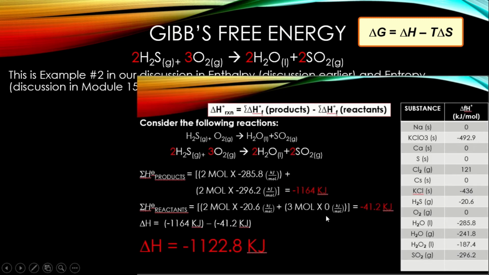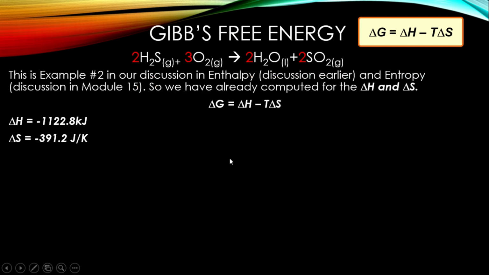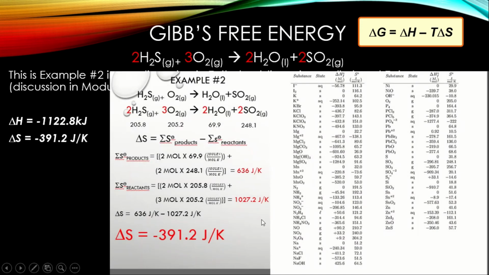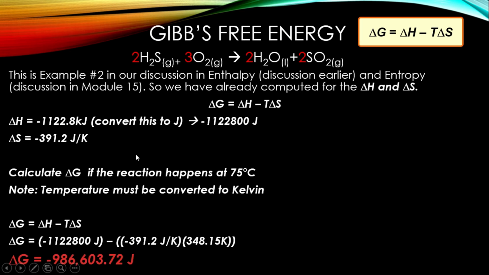Our delta H is negative 1,122.8 kilojoules, from our computation earlier. And yesterday, our entropy was negative 391.2 joules over Kelvin. Next, the chemical reaction happened at 75 degrees Celsius. So, let us substitute the values. Our unit in entropy is joules over Kelvin. So, our H should be in joules, and our temperature should be in Kelvin.